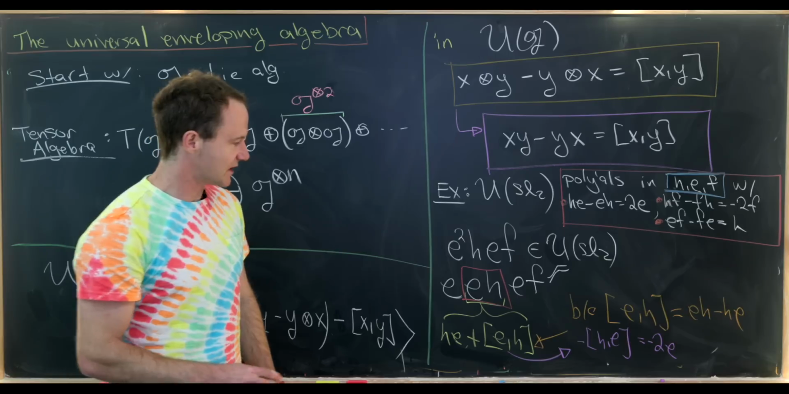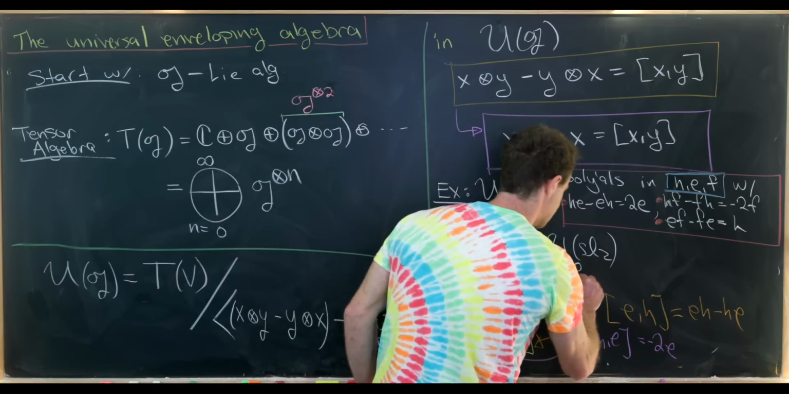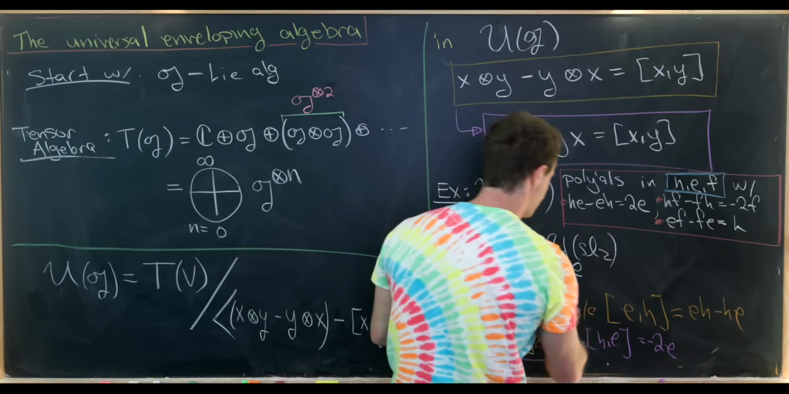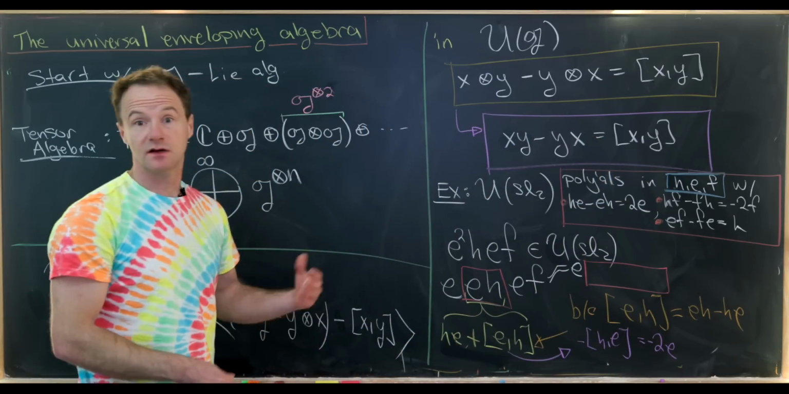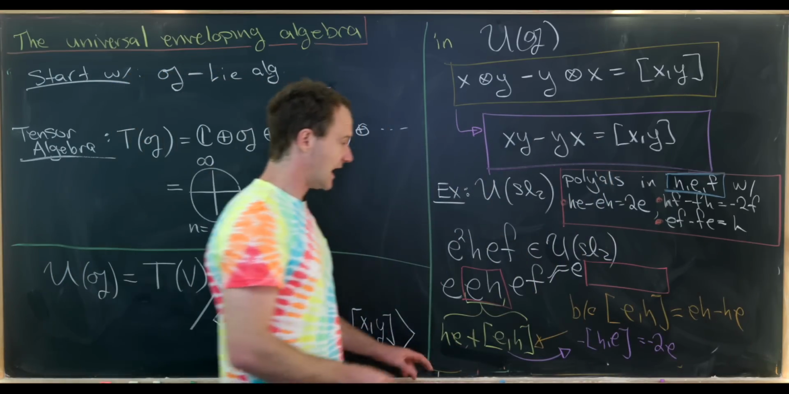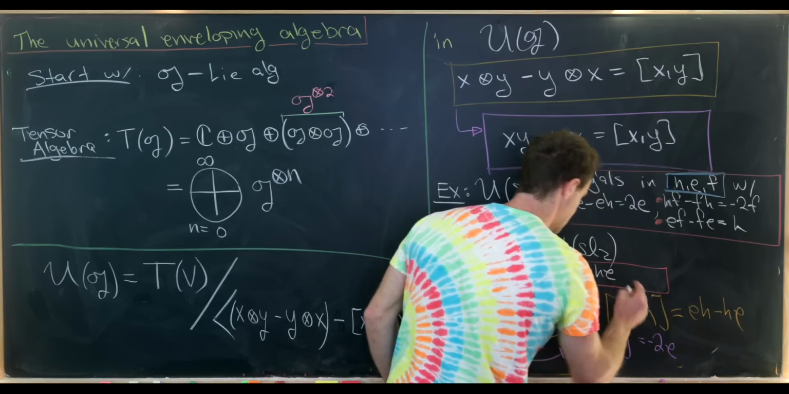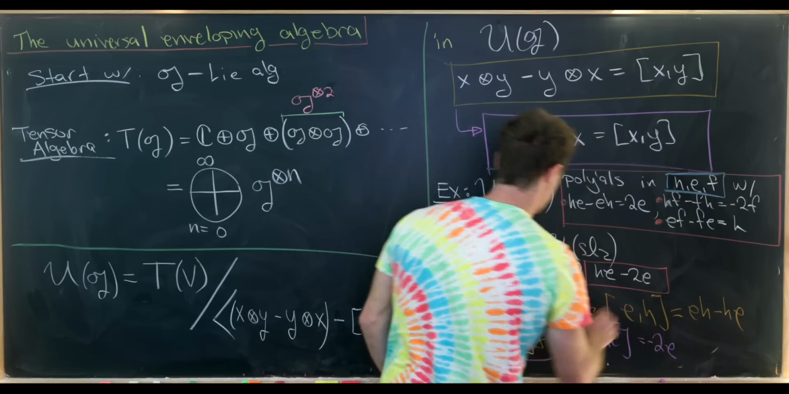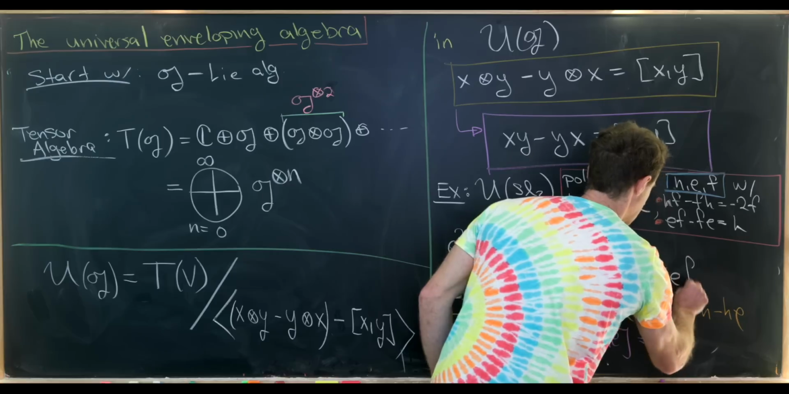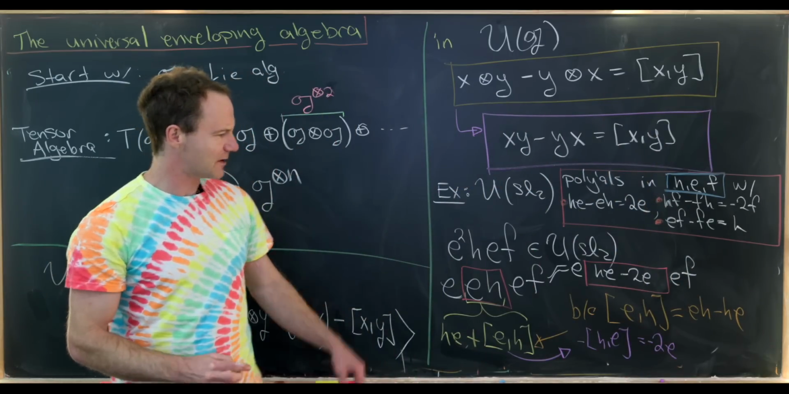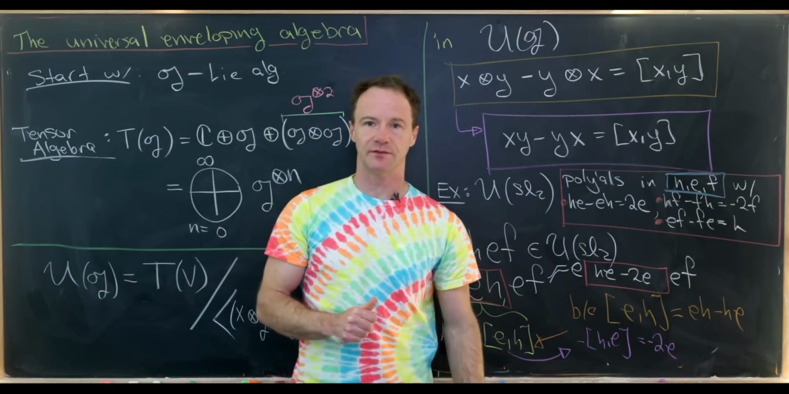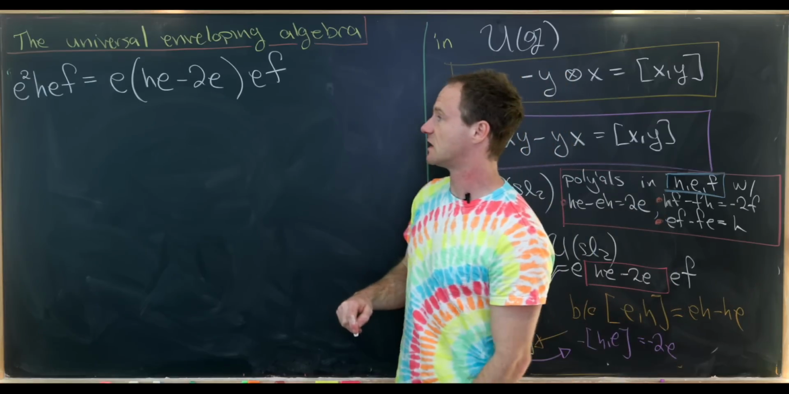So I'm taking this right here, and I'm going to write this as E, and then I'll put a red box where we're making this commutation relation, and I'll write this as HE minus 2E, and then we'll have EF. Okay, so that's where we are so far, but that's getting a bit messy, so let's move our calculation up here. So this is where we left ourselves off.